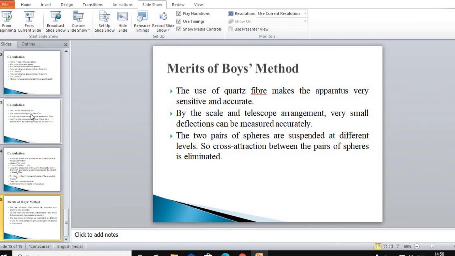Merits of Boys' method. The use of quartz fiber makes the apparatus very sensitive and accurate. By the scale and telescope arrangement, very small deflections can be measured accurately. The two pairs of spheres are suspended at different levels. So, cross attraction between the pairs of spheres is eliminated.